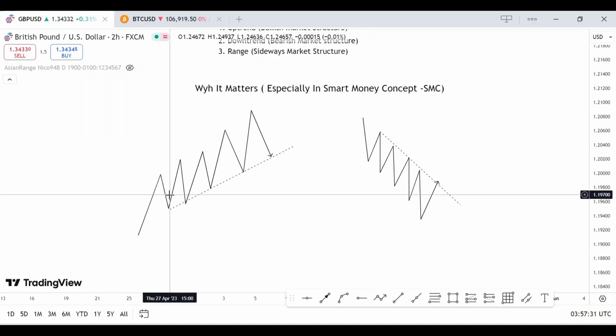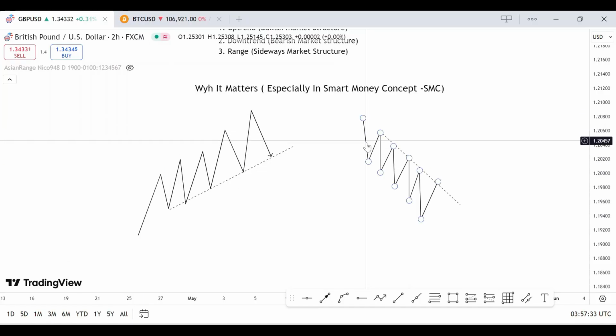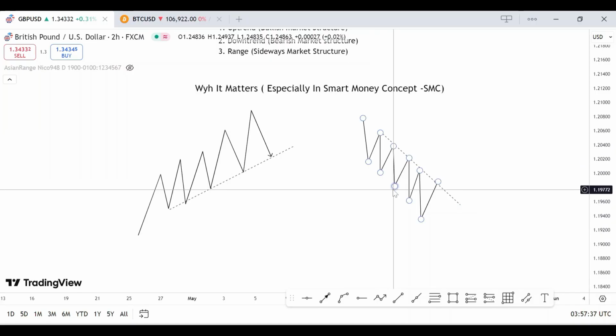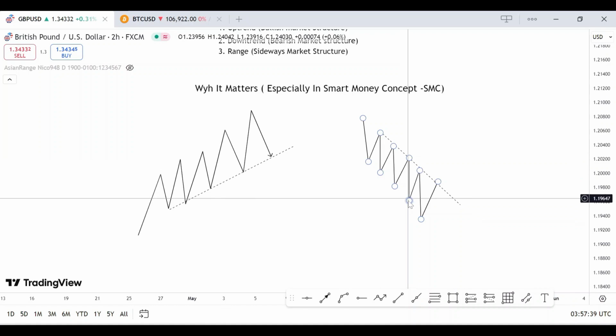So as we said earlier, this is your impulsive move. This will be your correction. This will be your impulsive move, your correction, your impulsive move to the downside, your correction, your impulsive move.